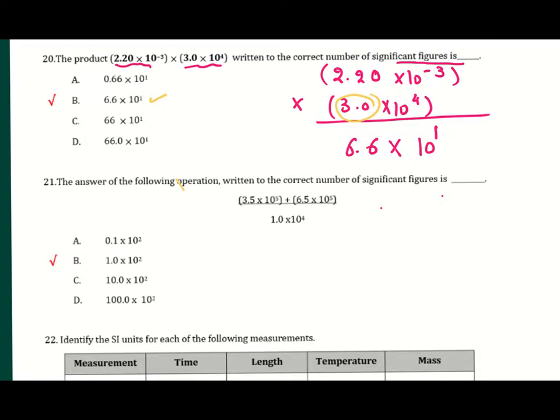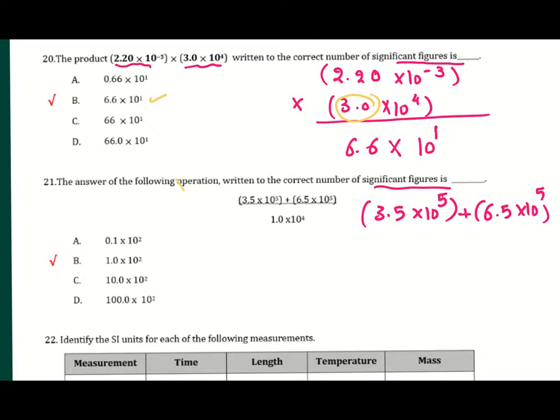The answer of the following operation written to the correct number of significant figures is 3.5 times 10 power 5 plus 6.5 times 10 power 5, over 1 times 10 power 4.